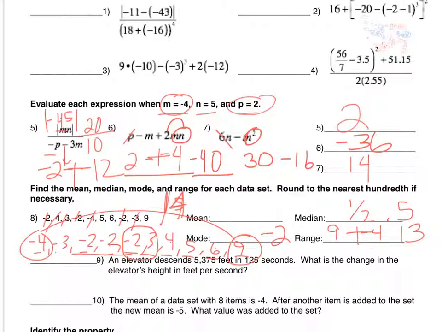So the sum of those numbers is 14, and there are 10 numbers. So if we divide by 10, we get 1.4 for the mean.